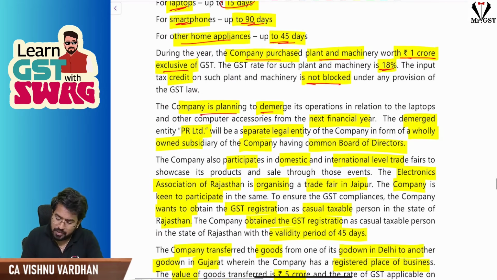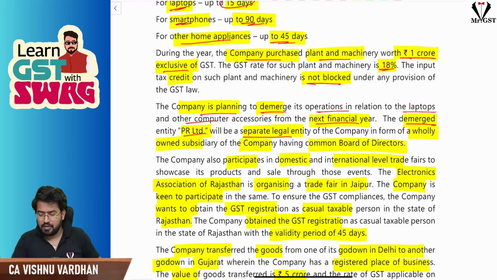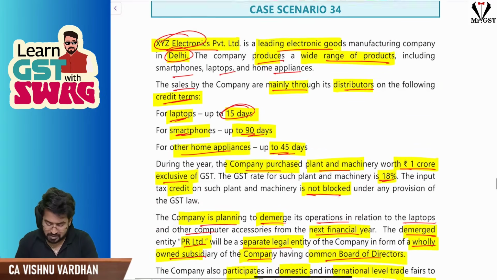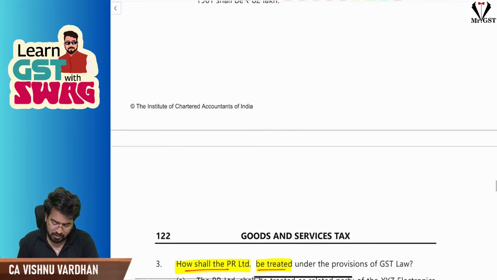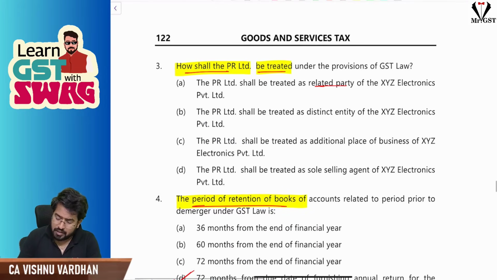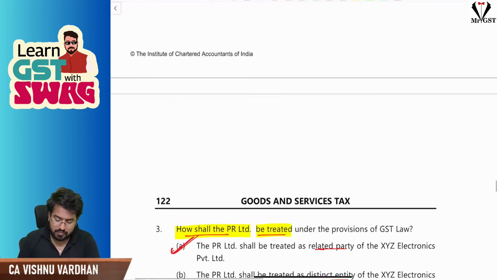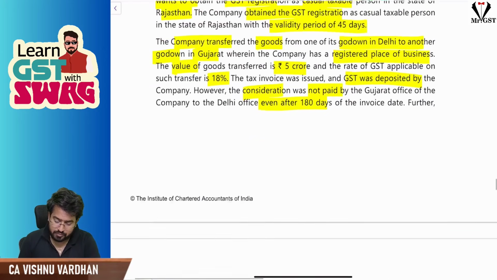Next, the company is planning to demerge its operations with respect to laptops and other computer accessories from next financial year. The demerged entity, PR Limited, is a separate legal entity, a wholly owned subsidiary company with a common board of directors. So now PR Limited and this XYZ Private Limited will become related persons. Here in the options they have given related party, distinct entity, additional place of business, sole selling. No, so it is related party. Okay. Next one.